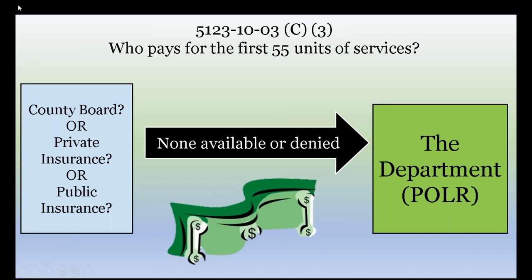You would see that for the first 55 units of services, we are looking at only four of the funding sources, because remember, we're not going to look at the parent cost or the parent self-pay, because every family, regardless of their income being determined able or unable to pay, is going to receive 55 hours that will be paid for by the county board, the private insurance, their public insurance, or PCOR.